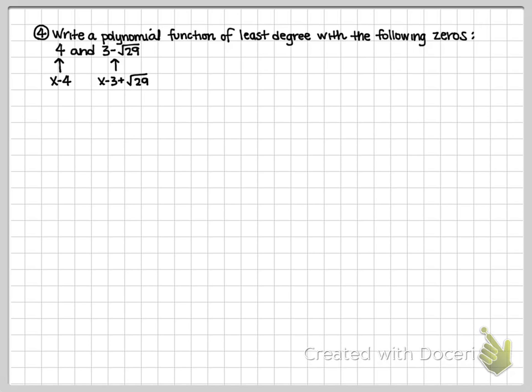And then I also know that the conjugate has to come with. So this is going to give me x minus 3 minus root 29. So just like the problems that we have done previously. Now we're just going to multiply this out. So I'm going to have f of x, or p of x, or k of x, whatever you want to call it, x minus 4. Just bring my stuff down, show that I actually want to multiply.